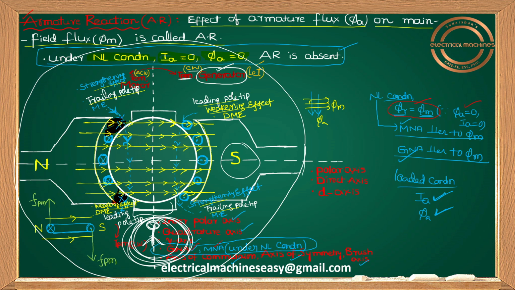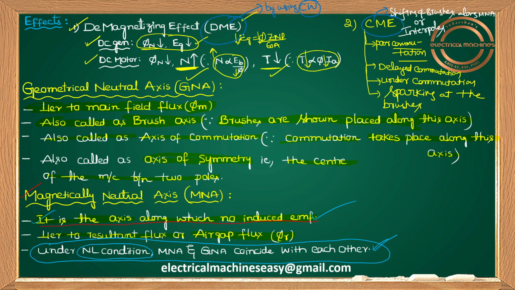Then in the clockwise direction, after brushes, you'll get a north pole, and in the north pole you'll get a leading pole tip. Next, I'll get a trailing pole tip. Next, once again brushes, GNA. Next, you'll get south pole. In south pole also you'll get leading pole tip. Next, once again you get trailing pole tip. We'll come back to this portion. Like this only, I just showed in this figure.